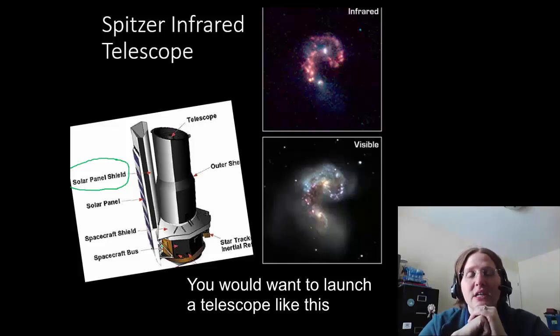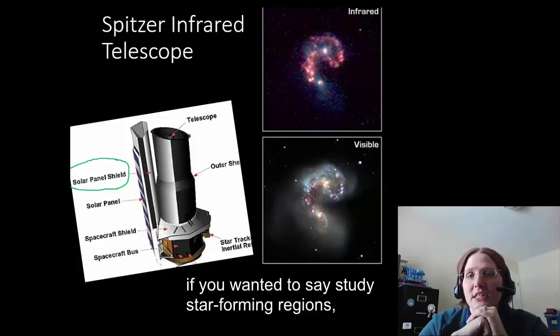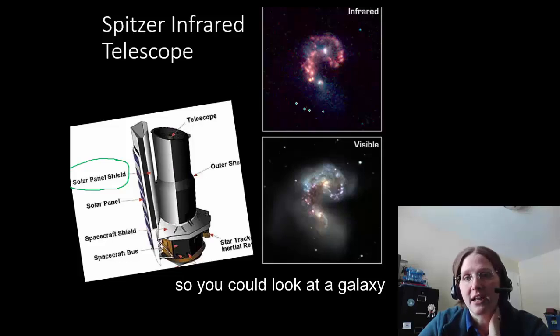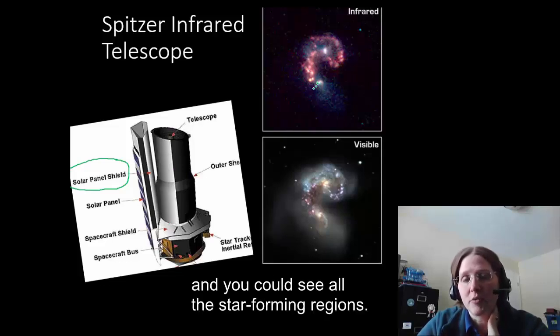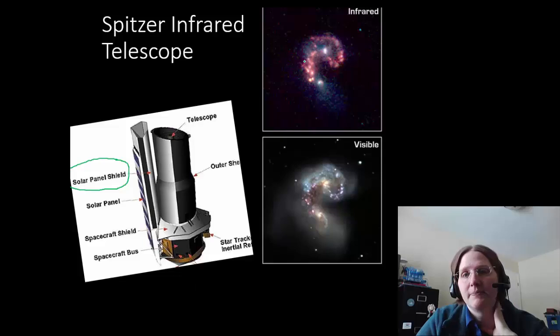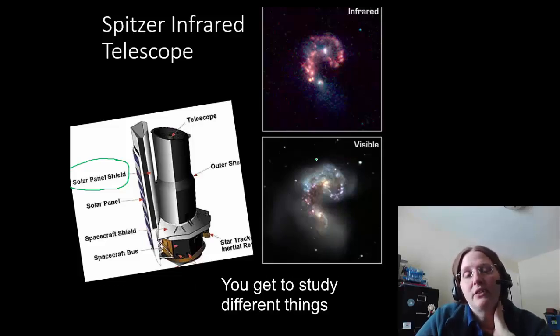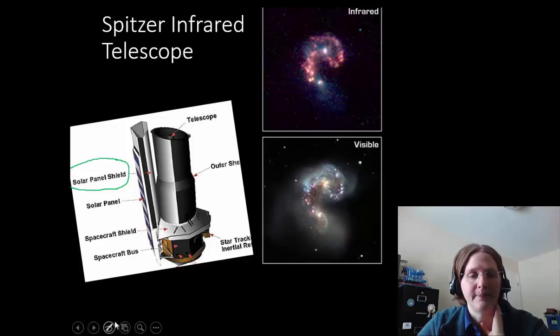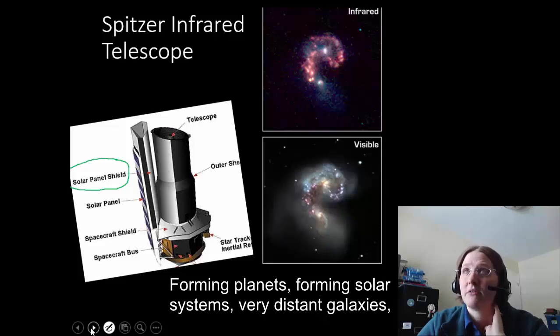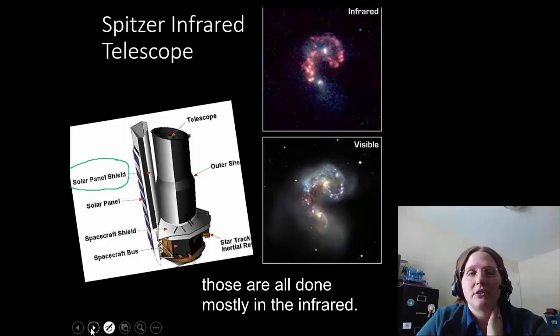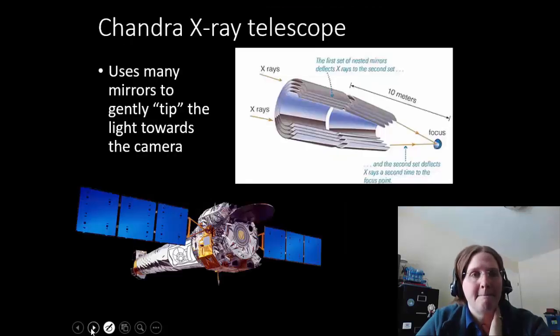You would want to launch a telescope like this if you wanted to, say, study star forming regions. So you could look at a galaxy and you could see all the star forming regions. They emit infrared light. This is what it would look like in the visible. You get to study different things by looking at different light. Forming planets, forming solar systems, very distant galaxies, those are all done mostly in the infrared.